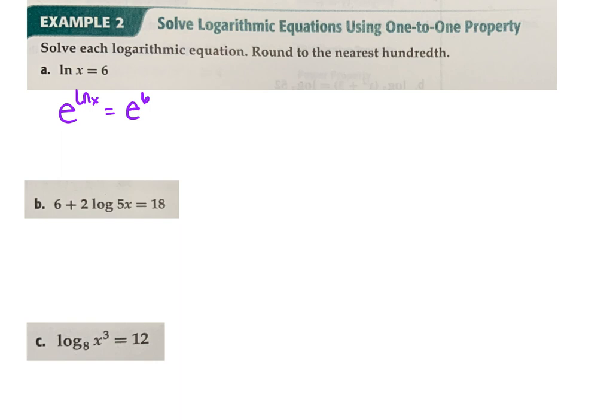On the left-hand side, those cancel. I have just the x. On the right-hand side, I have this, which is an actual number. And in your calculator, using that little key we just found, you can say second or shift ln, e to the 6th power, and you will get, if you round to 2 decimal places, you should get this.